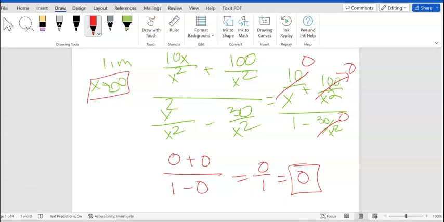So the limit as x approaches infinity of that function is 0. That's where the asymptote would be on that graph. That's where it'd be headed off to. So hopefully this helps you see this.